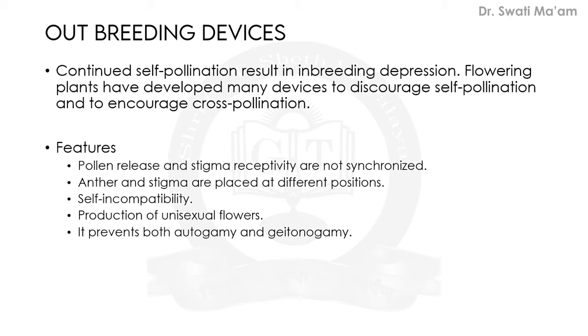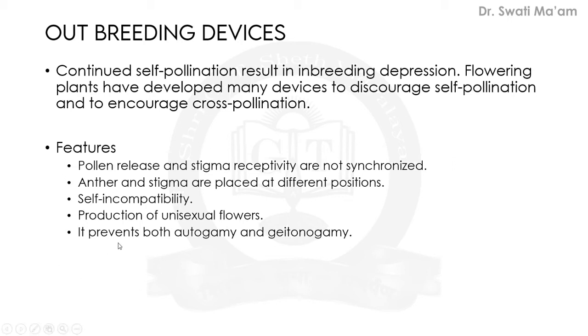The fourth device to prevent self-pollination is the production of unisexual flowers. Here both male and female flowers are present on the same plant, like in castor and maize. These plants are monoecious, and they prevent autogamy but not geitonogamy. These terms we have discussed in earlier sessions.